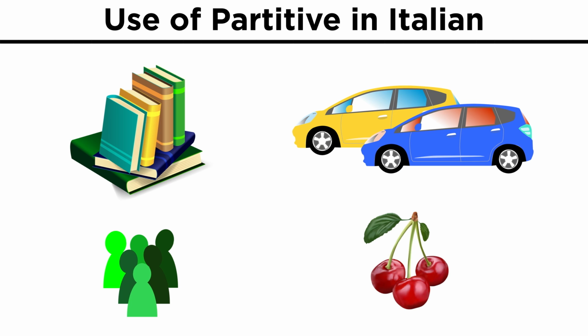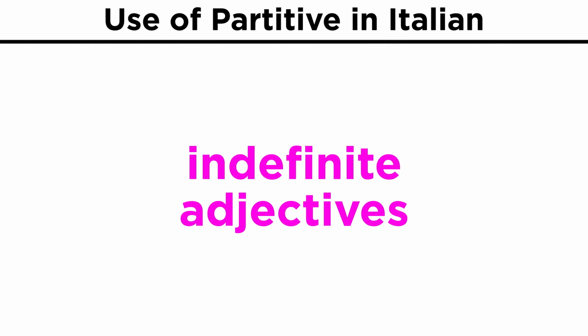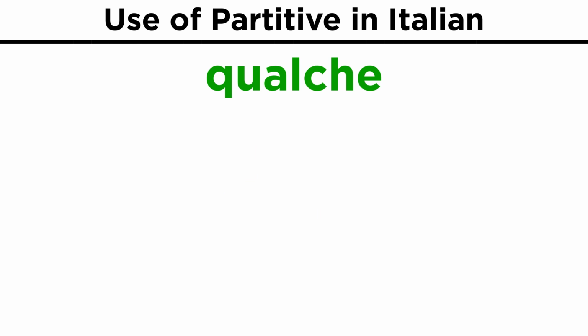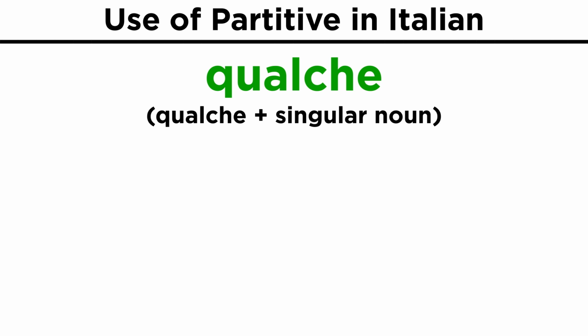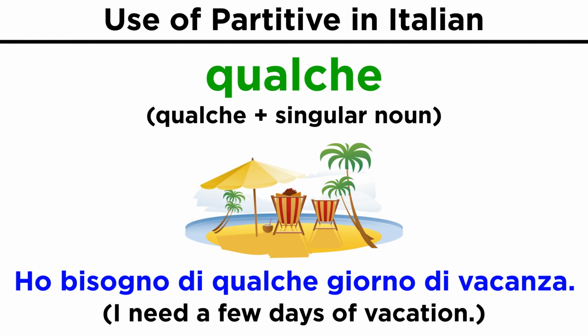On the other hand, if using easily countable nouns, such as books, cars, people, or cherries, there are several options. One option is to use indefinite adjectives. First, there is qualche. We can use qualche plus the noun, which will always be in the singular. Ho bisogno di qualche giorno di vacanza.